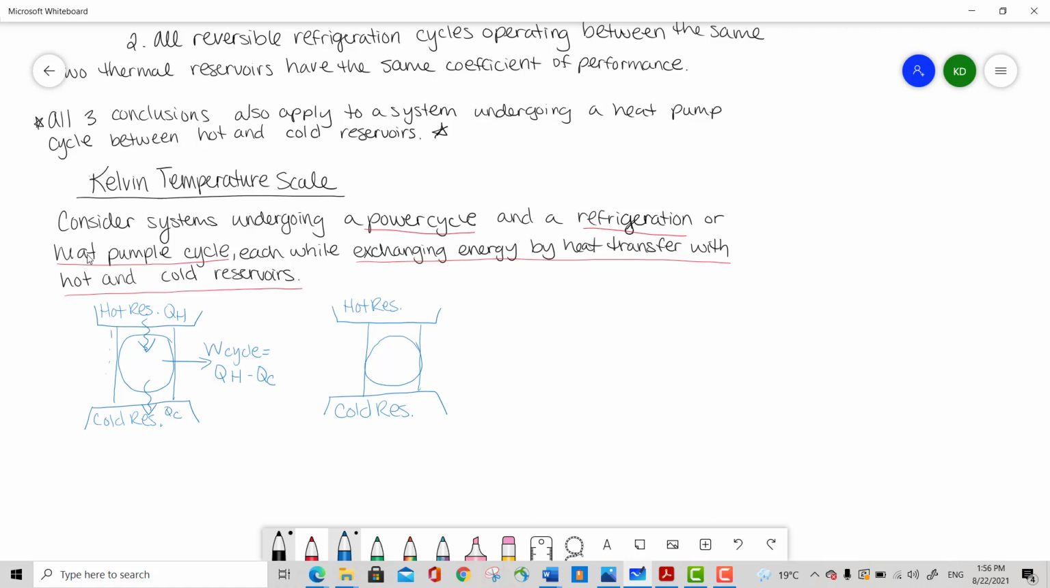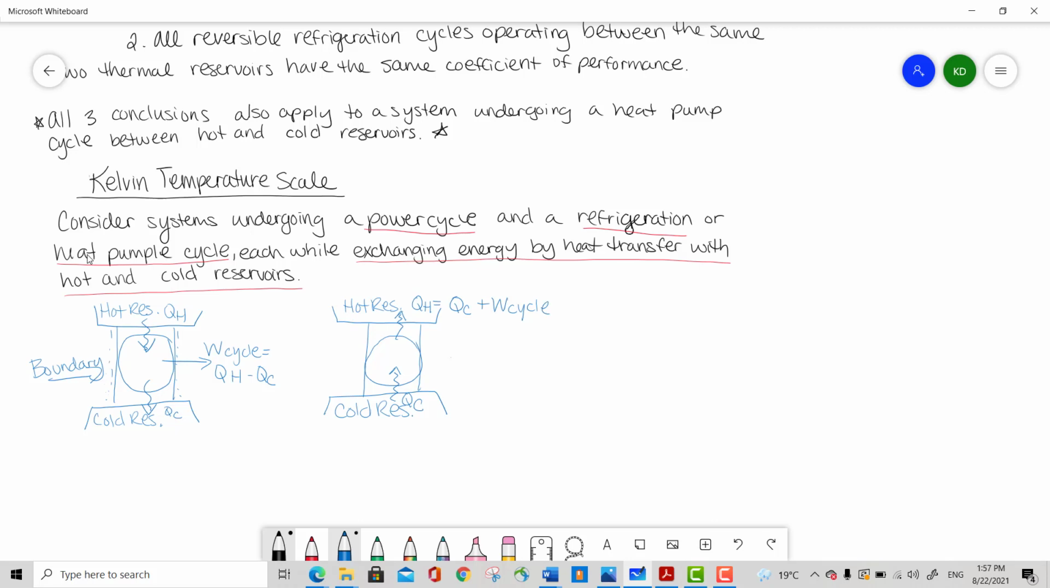And again, just if you want to see it, this is your boundary. This is your defining area. Okay, so if you have QH coming in from that hot reservoir and then QC coming out into the cold reservoir, then the work of your cycle is your QH minus your QC. And then if you have just the opposite, if you have a forced QC going in, then QH would equal QC plus the work of the cycle.